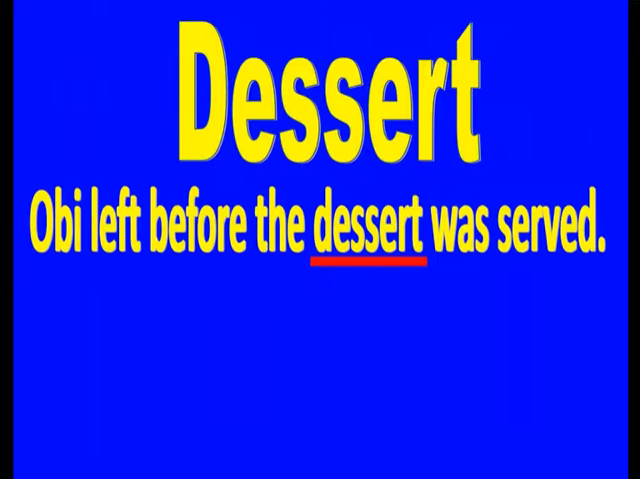Now, let's go to the second one that has double S. Dessert means the last course in a meal. You know, in proper meal arrangement, we have three courses. The first one is the appetizer. The second one is the main course. And the last one is the dessert, the one we are referring to now. It can be just a sweet or a pie. For example, Obi left before the dessert was served.